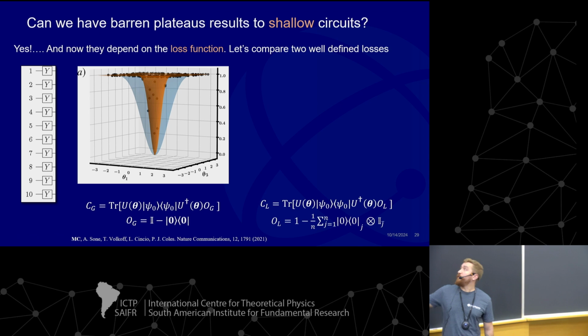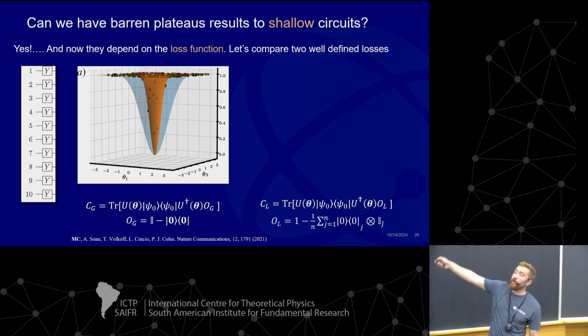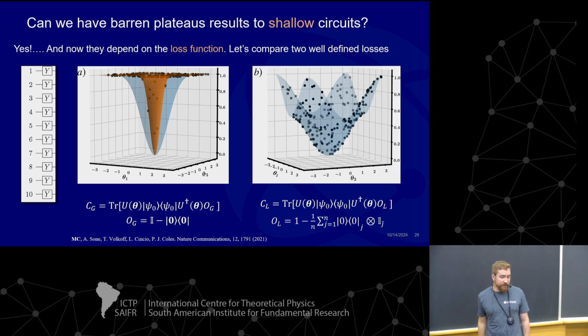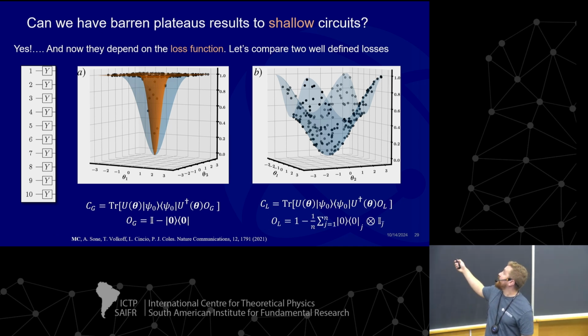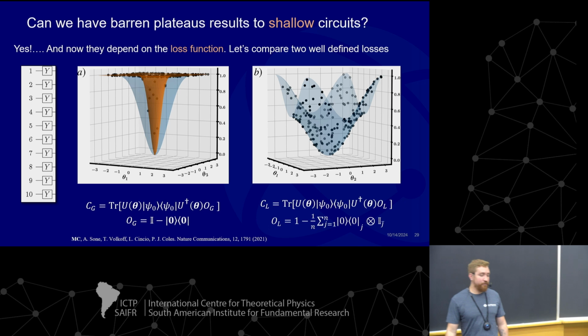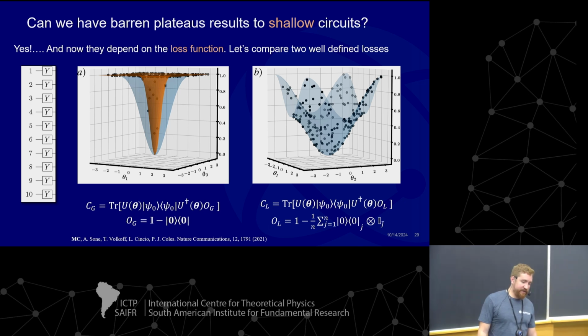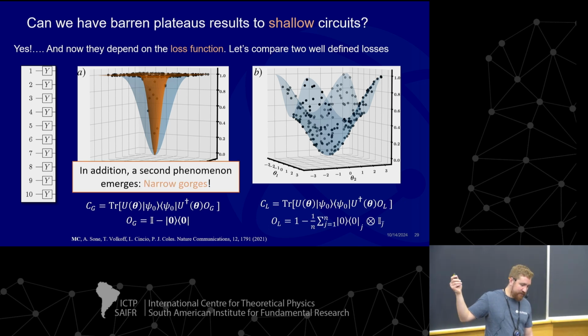Well, we know that if individually each qubit is in 0, they're all in 0. So I can use this loss function, and it turns out that it doesn't have Barren plateaus. And you might be very happy, because you might say, oh, maybe local cost functions work. But as we will see, this has some caveats. And again, this is just the narrow gauge phenomenon.